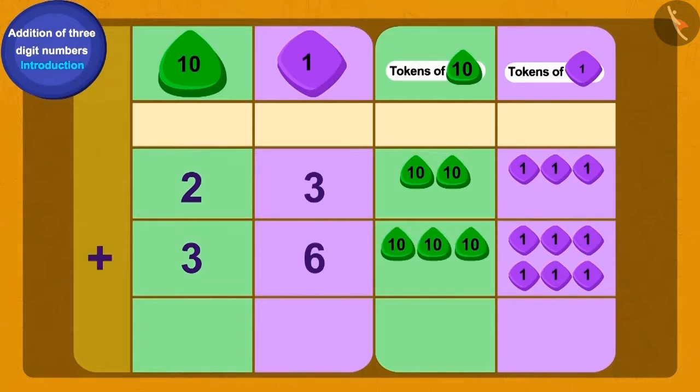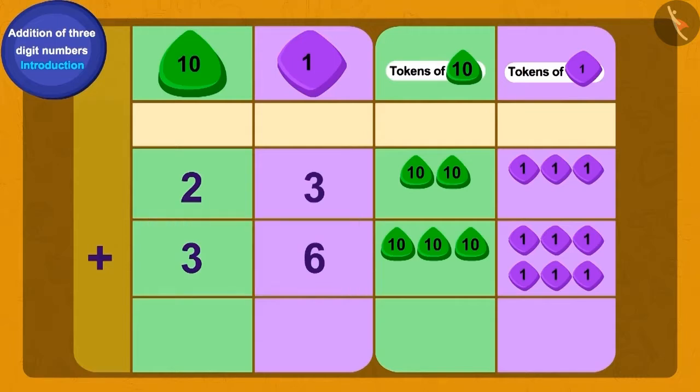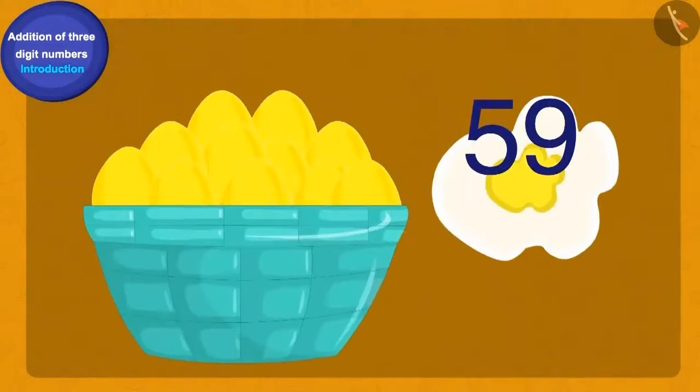Do you remember you learned in class 2 about how to write 2-digit numbers using the method of tokens of tens and ones? We can write 23 and 36 using tokens like this. We will first add the ones tokens. Add 6 ones to 3 ones and we get how many ones? 9 ones. Now if we add 2 10 tokens and 3 10 tokens, how many do we get? Perfect! 5 of 10 tokens. Thus, Babban had a total of 59 gold eggs.